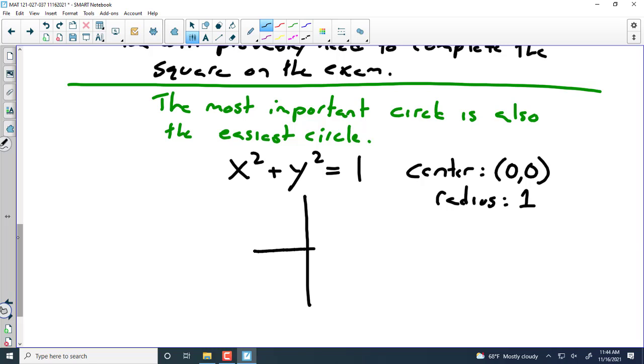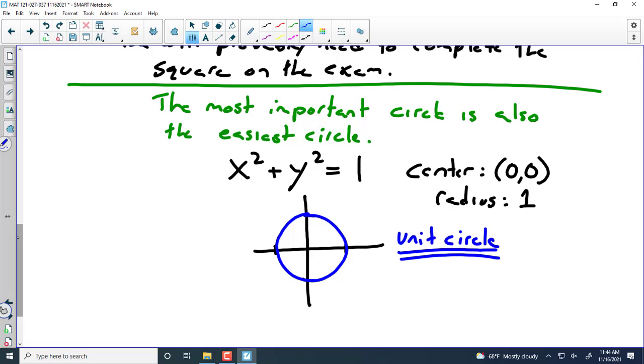It looks exactly how you'd think it looked. It is centered right at 0, 0 and has a radius of 1. It's got a special name. It's called the unit circle. And if anyone here is taking pre-calc next semester, you're going to hear about the unit circle over and over and over again, because they'll do crazy, wonderful things with it. The unit circle is used in trigonometry all the time, which is what we call pre-calculus here.